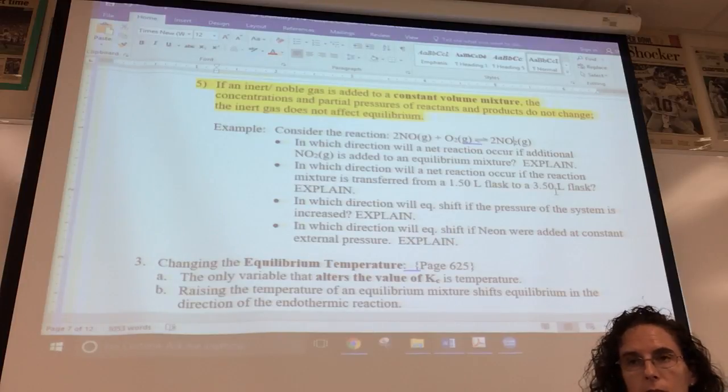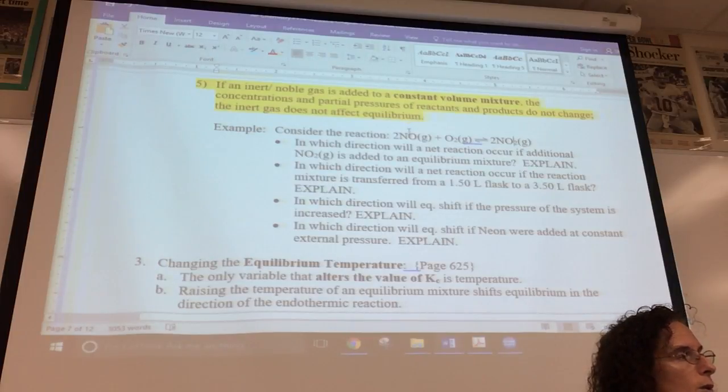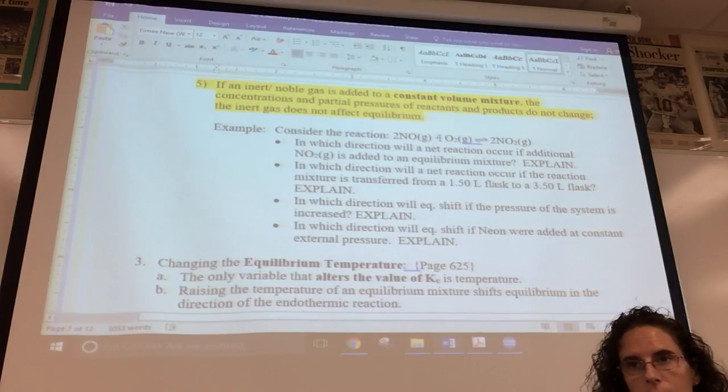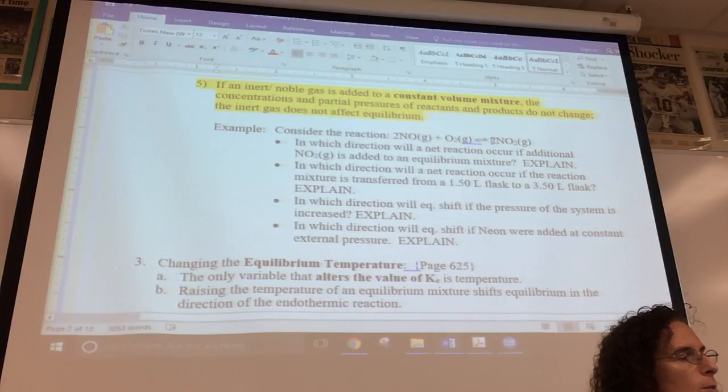So if you increase the volume, equilibrium shifts to the side of the reaction with the larger volume. This would be 2 plus 1 would be 3 mils or 3 liters, whatever volume unit you want, as compared to 2 mils or 2 liters. Because you have more room to create the gas.